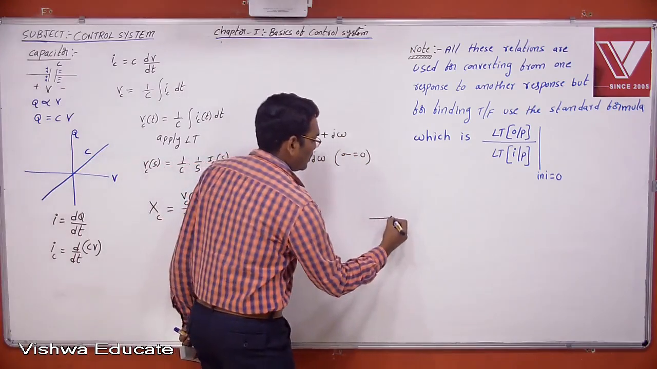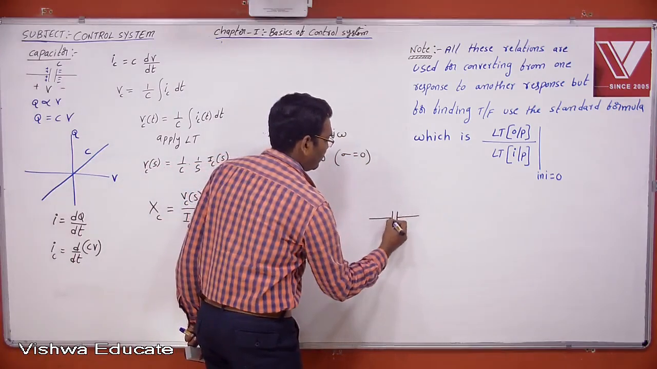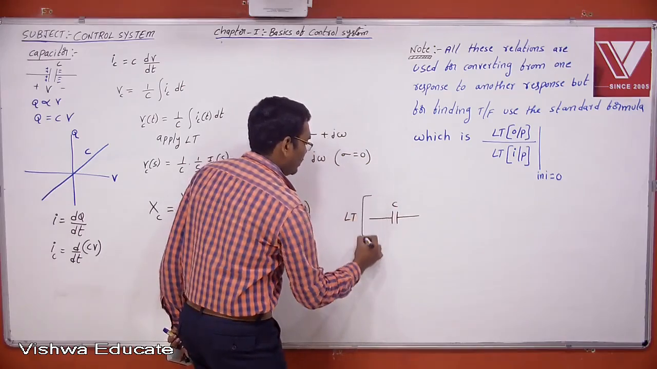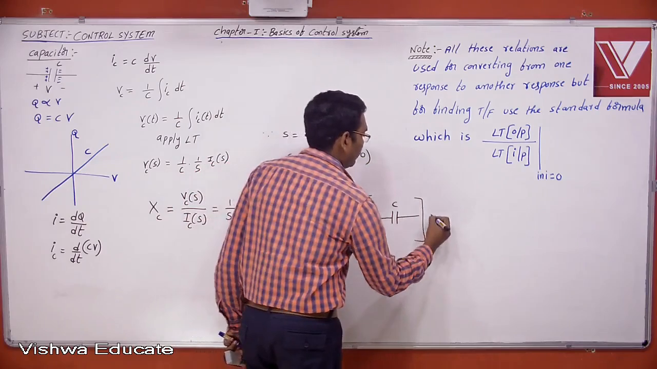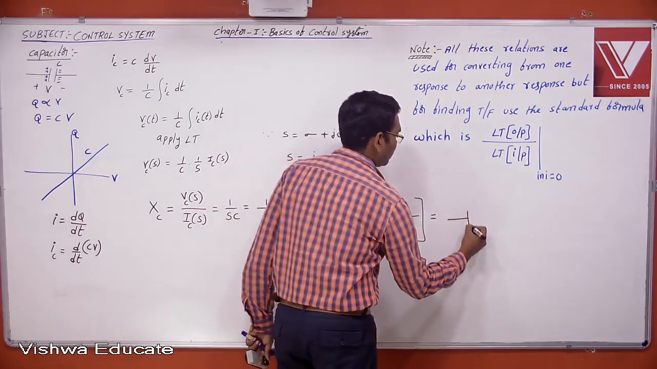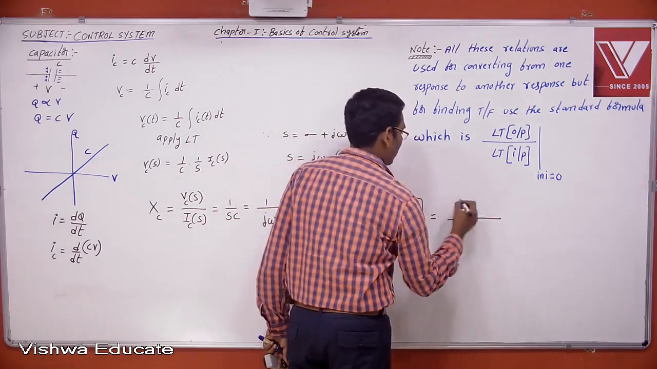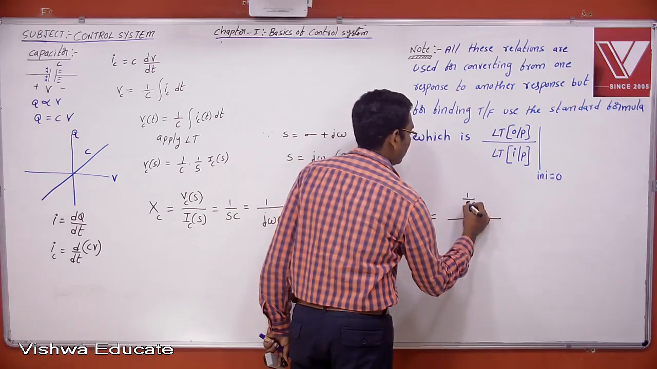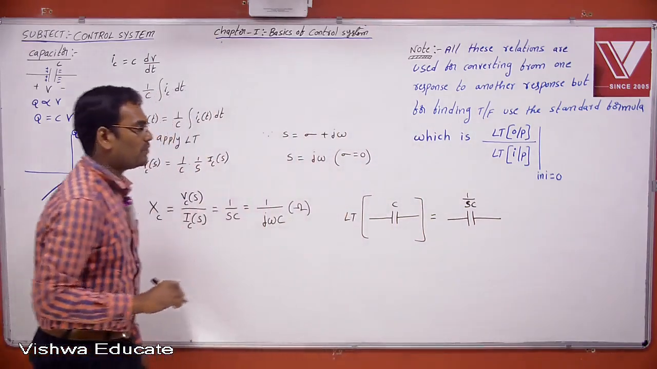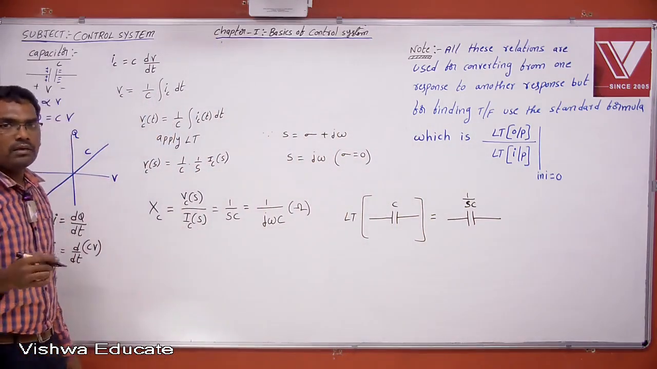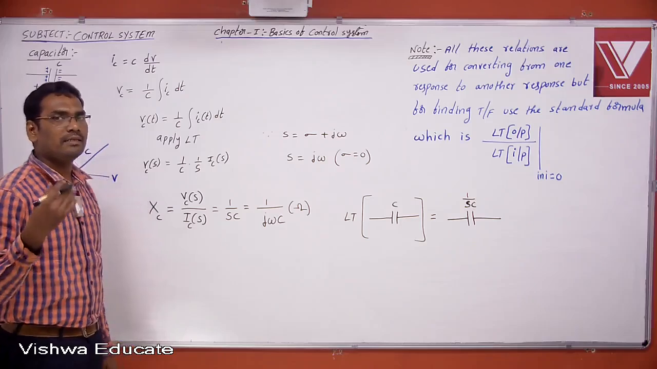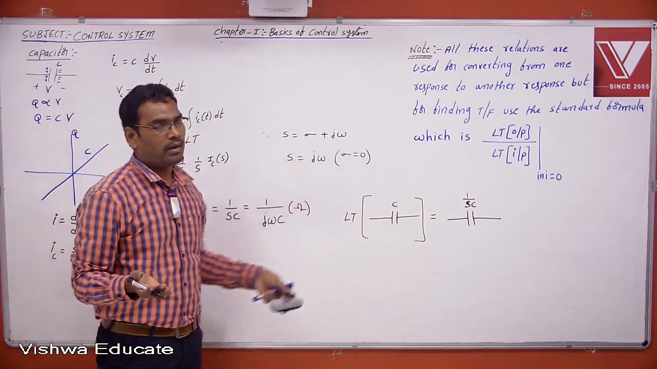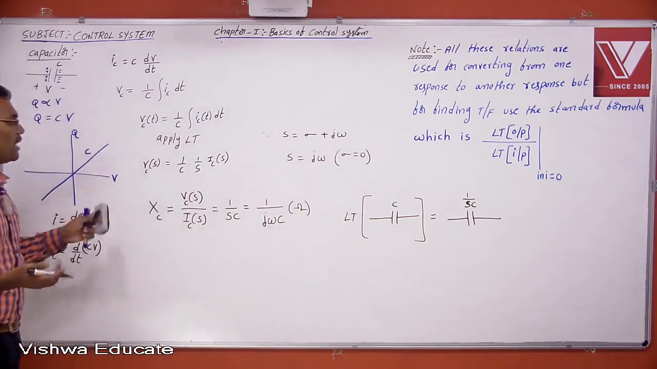Now from here we can easily identify: this is a capacitor C in the time domain. If we apply the Laplace transformation, the Laplace transformation of C is 1 by sC, because we are slowly converting the total analysis into the frequency domain. Therefore we require all these particular values, and this is the behavior of the capacitor.